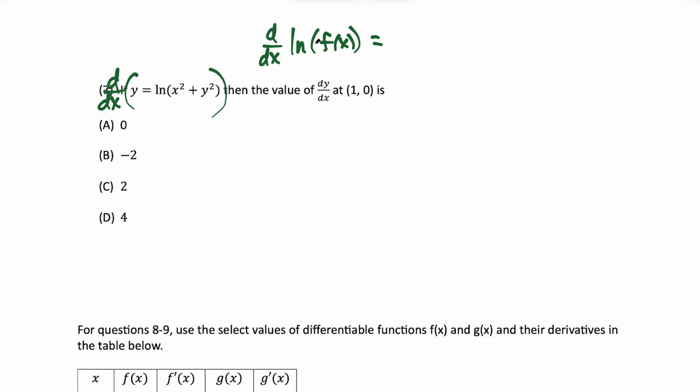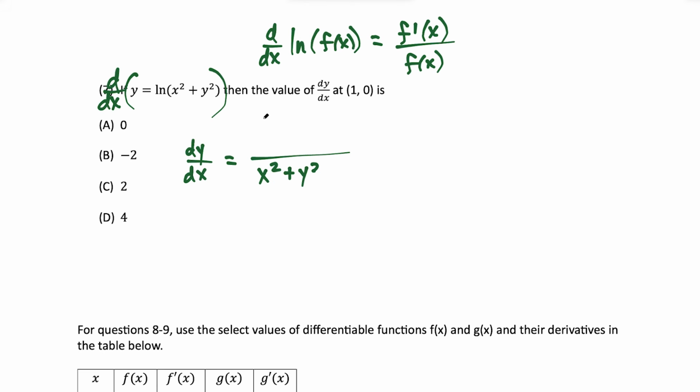And when you take the derivative of natural log of f of x, you get 1 over f of x, and then you multiply that by the derivative of the inside. So you have f prime of x over f of x. So that helps me get started here. We're going to have dy/dx is equal to 1 over the inside. So we're going to have x squared plus y squared on bottom. And then on top, we have the derivative with respect to x of the inside. So we have the derivative with respect to x of x squared plus y squared.